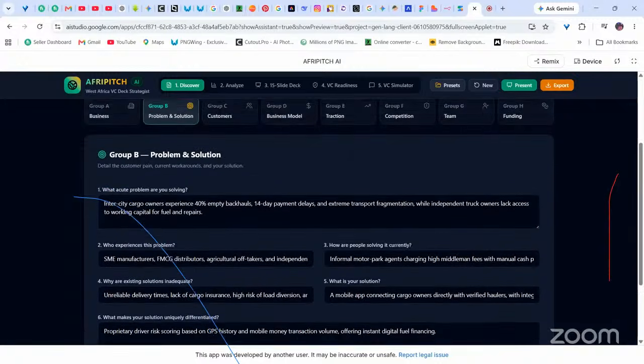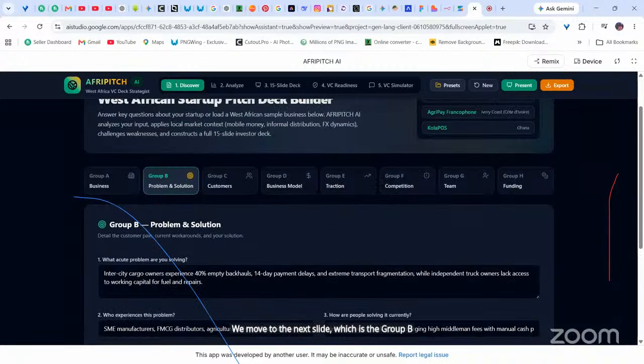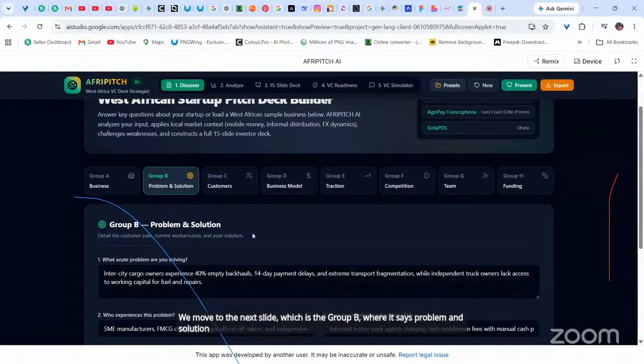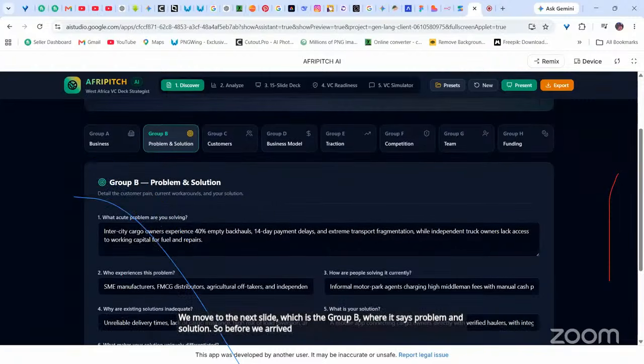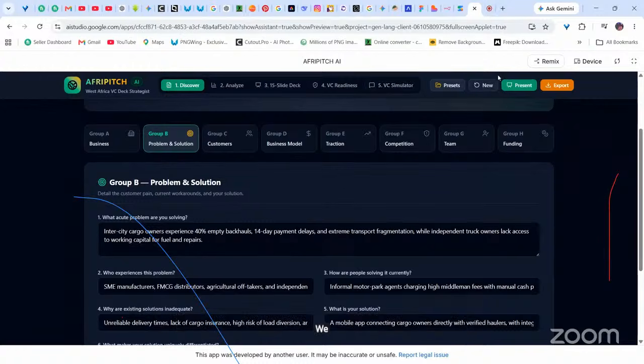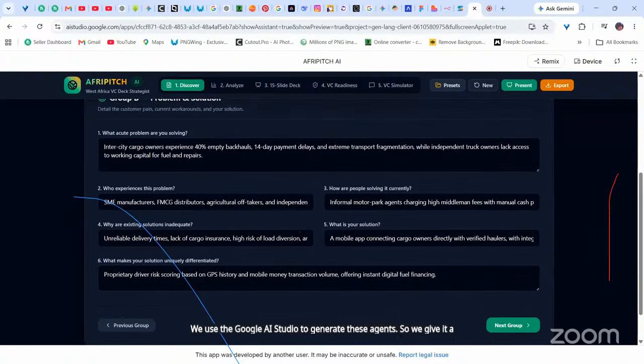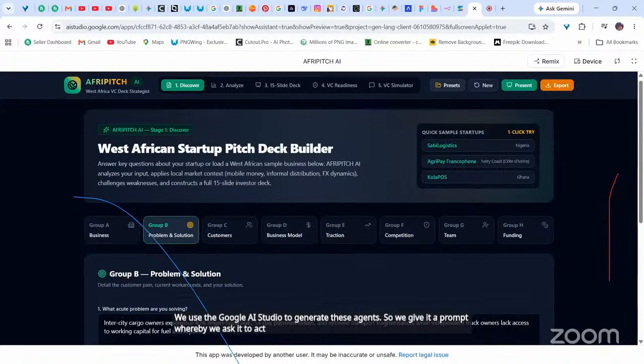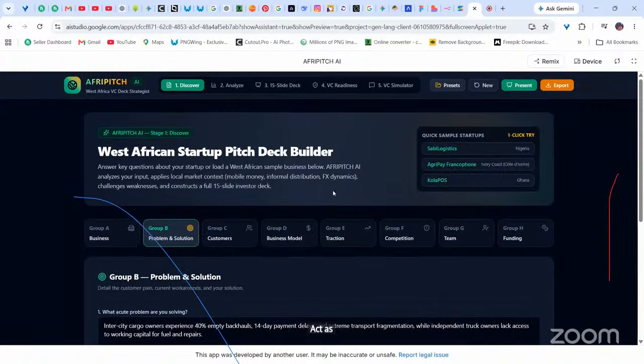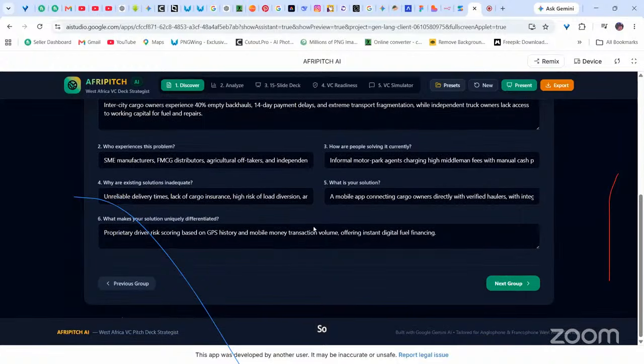So we move to the next slide, which is group B, where it says problem and solution. Before we arrived at this point, we gave it a prompt. We used Google AI Studio to generate this agent. We asked it to act as an agent for a startup pitch deck, and that's how we arrived here.